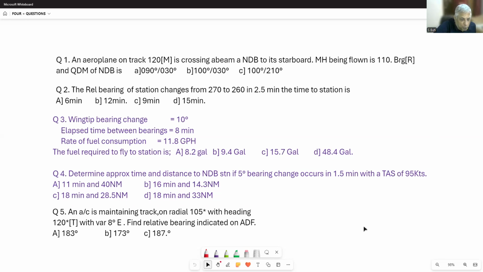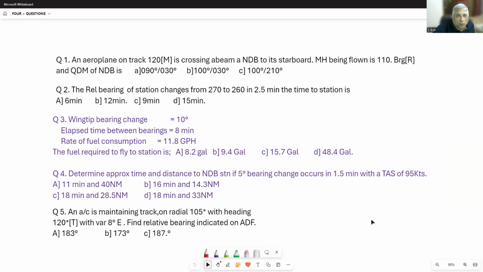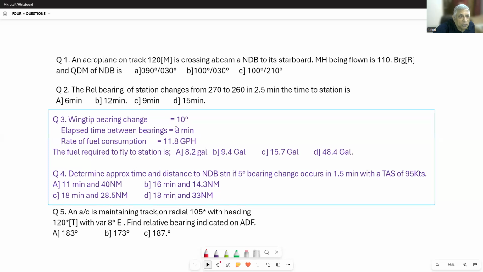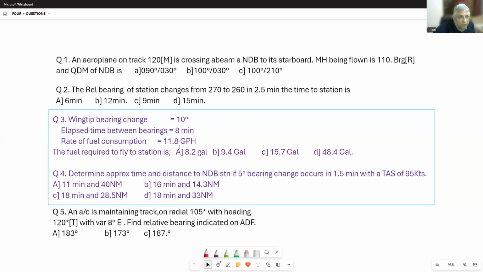Now, question number 1, 2, 3, 4. I think you should be able to do it yourself. They are fairly simple. Bearing change, we have done it.